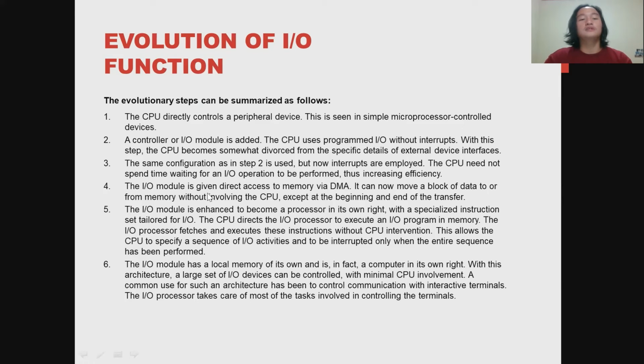In step 4, the input-output module is given direct access to memory via DMA. It can now move a block of data to or from memory without involving the CPU, except at the beginning and the end of the transfer.